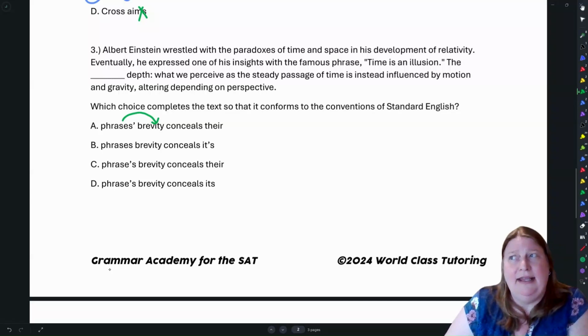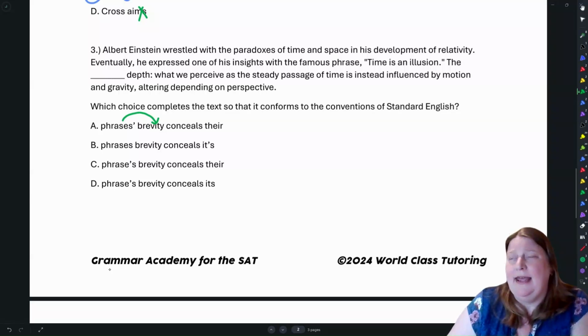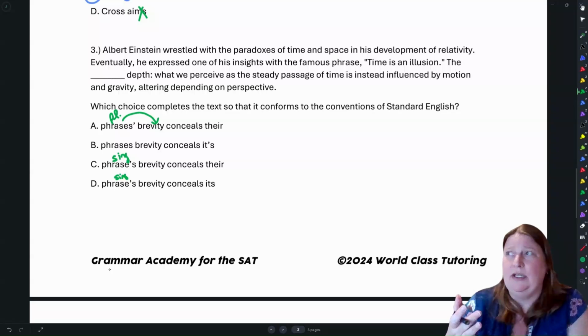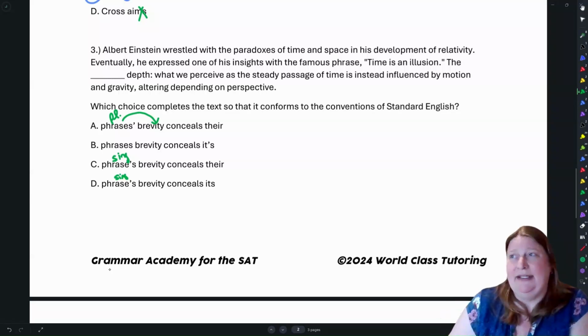Is brevity something that a phrase could have? And the answer is yeah, a phrase could have brevity. So I'm curious, in this case, phrases apostrophe would have to be multiple phrases, whereas phrase apostrophe S would be singular. And time is an illusion is only one. So I think we're going with singular here. Let's get rid of A and B.